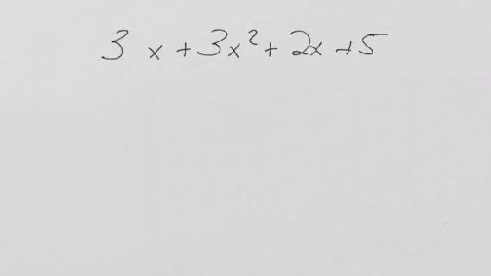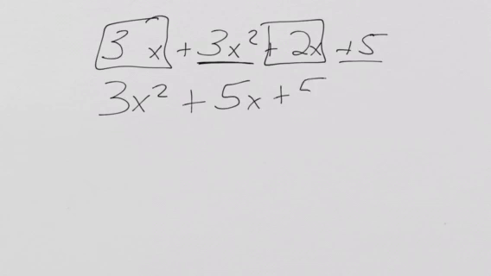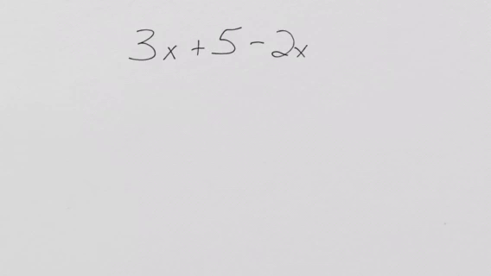Okay, we always start with the highest exponent first. So in this case, 3x squared, and there's only one of them. Then we look for the x's next. Well, we have a 3x plus a 2x, which is plus 5x, then plus 5. I know I'm going a little faster with these, so if you need to pause it every once in a while, go ahead and do that.